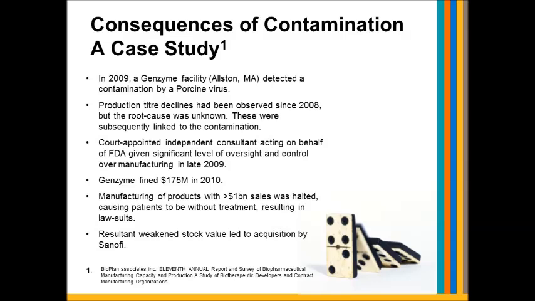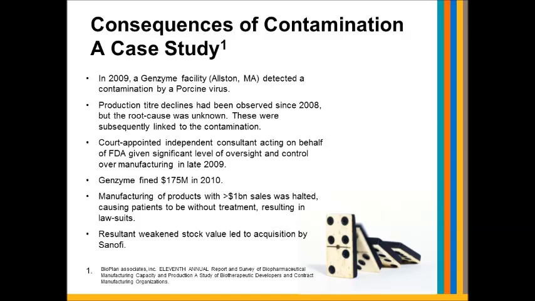So a case study of just exactly that was in 2009. Genzyme in Massachusetts detected a contamination by a porcine virus. Production titer declines had been observed a year prior, but the root cause at the time was unknown. So these were subsequently linked to this particular contamination, which then resulted in a court-appointed independent consultant acting on behalf of the FDA. They were given significant oversight in the facility. Genzyme was then fined $175 million.